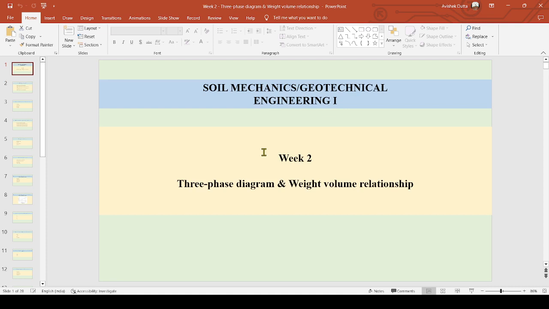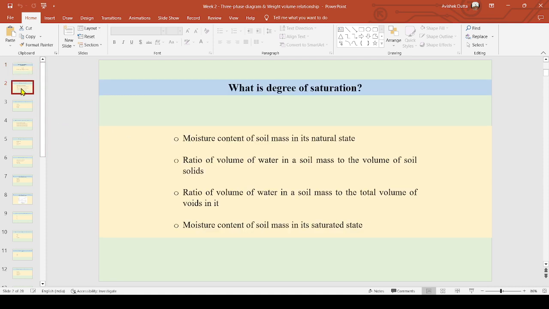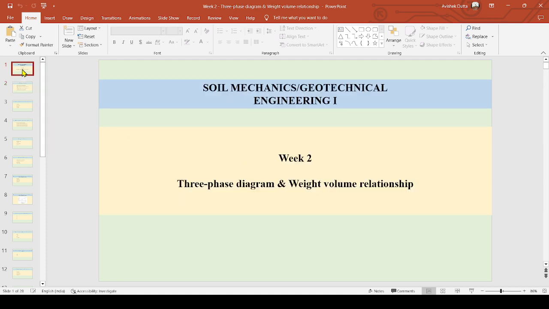So today's topic is the second week's topic of soil mechanics and geotechnical engineering 1. The topic is three-phase diagram and weight volume relationship. By the word three-phase diagram, I hope you know that soil is composed of three phases: solid, liquid, and air. So this entire live session is going to be dedicated to the weight volume relationship of the soil and the basic index properties and some numericals with respect to these concepts.